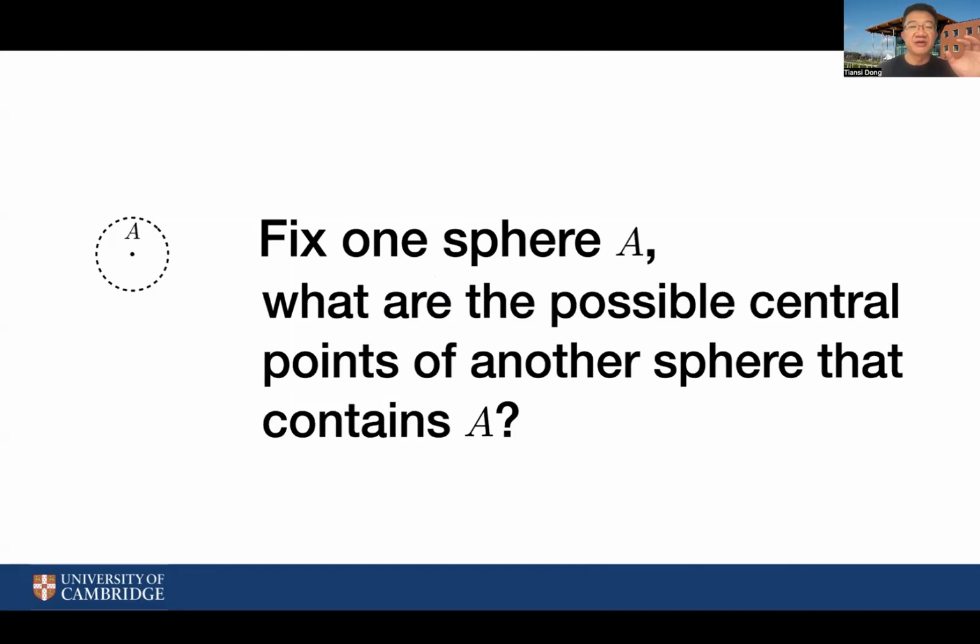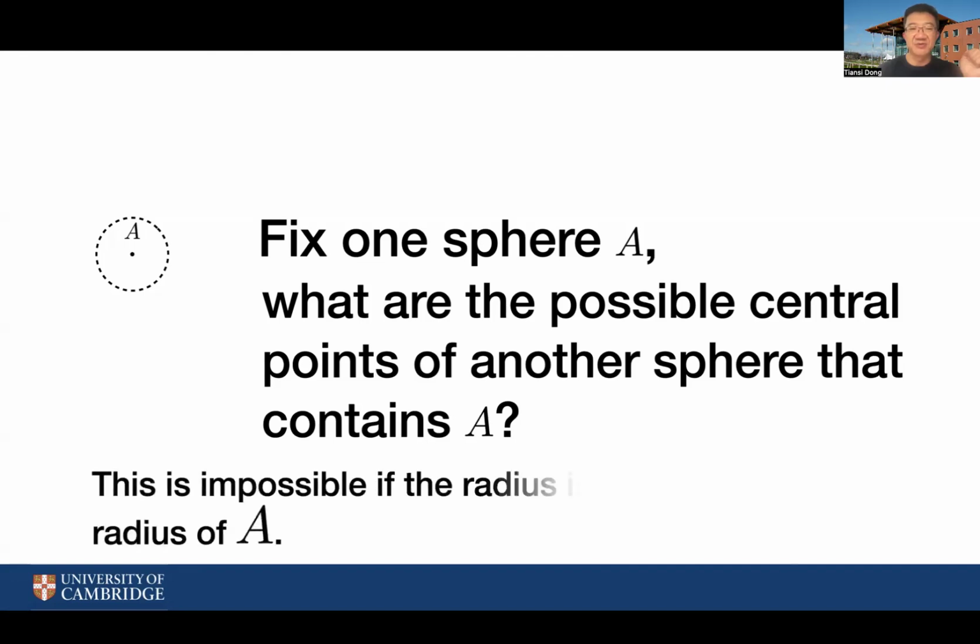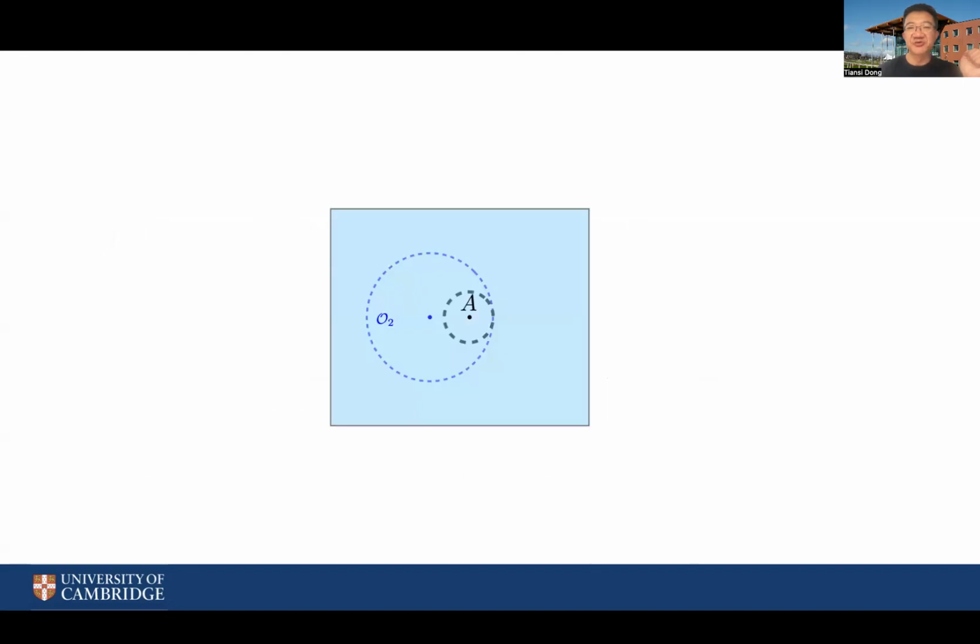The third question is, given the sphere A, what are the possible central points of another sphere that contains A? In that case, for any point in the universe, we can draw a large sphere. The radius is, say, the distance between the central points plus the radius of A, then this big sphere must contain A. So it's the whole universe.